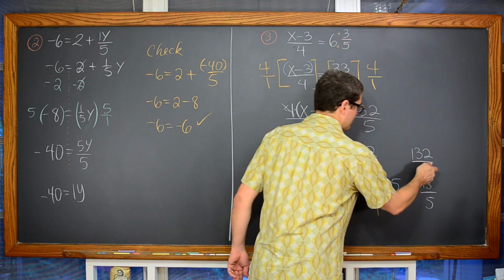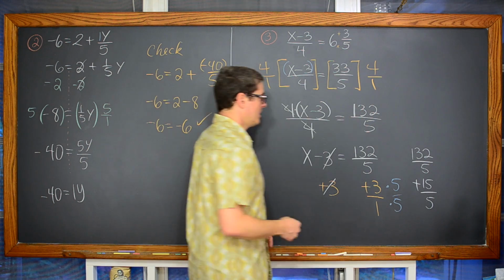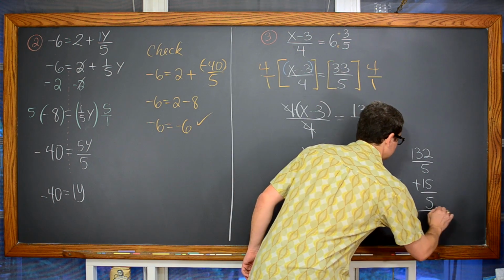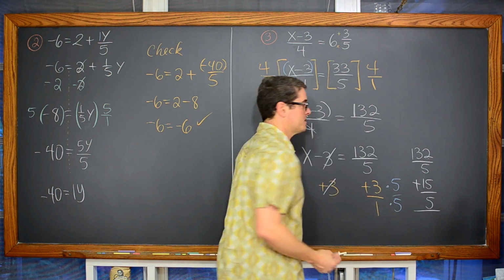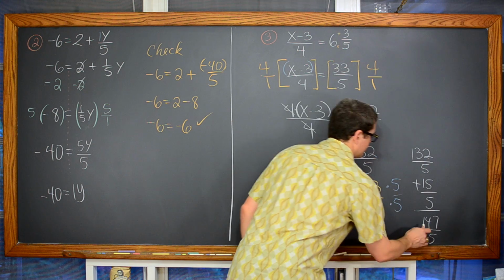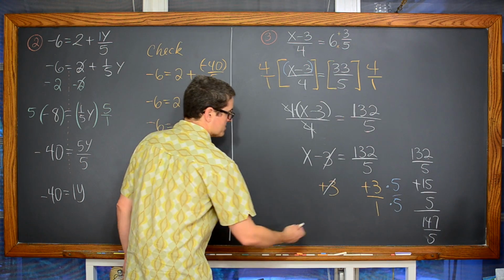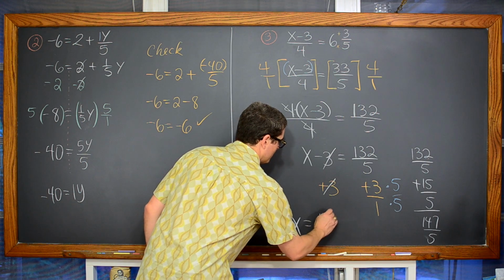And now that we have common denominators, we're going to go ahead and just add the numerators. And that is going to come out to be 132 plus 15. Well, 132 plus 10 is 142. Another 5 is 147 over 5. And so our final answer, I'm starting to run out of room here, is x is equal to 147 over 5.